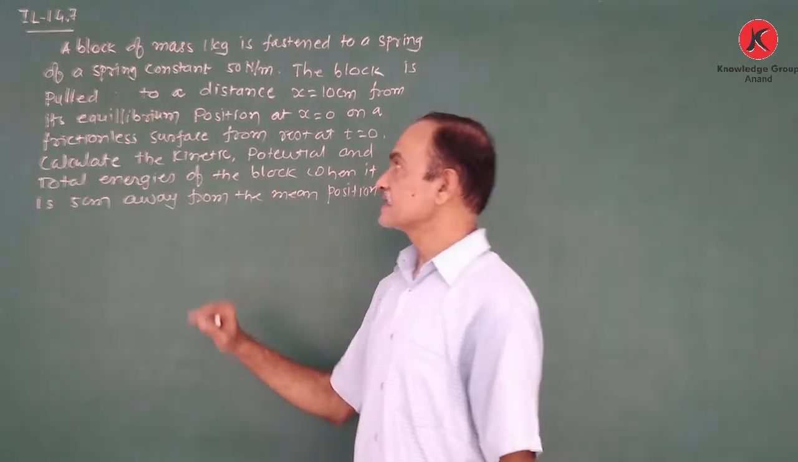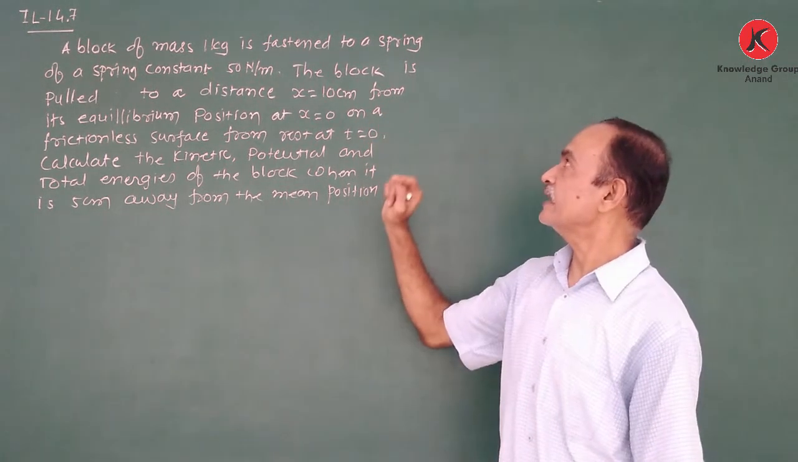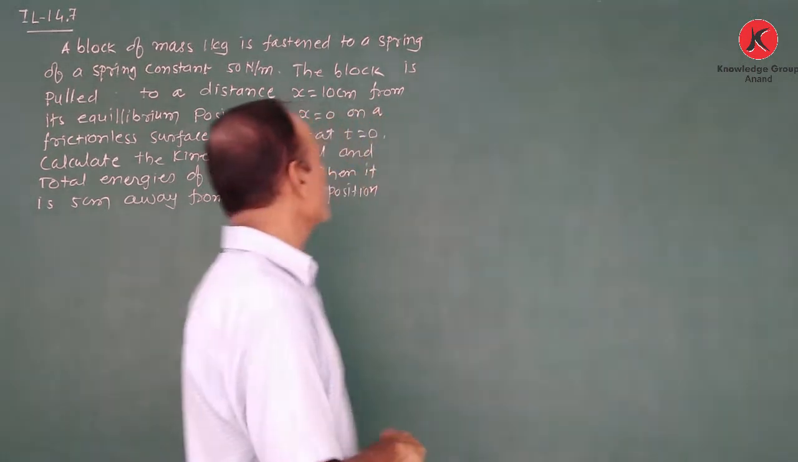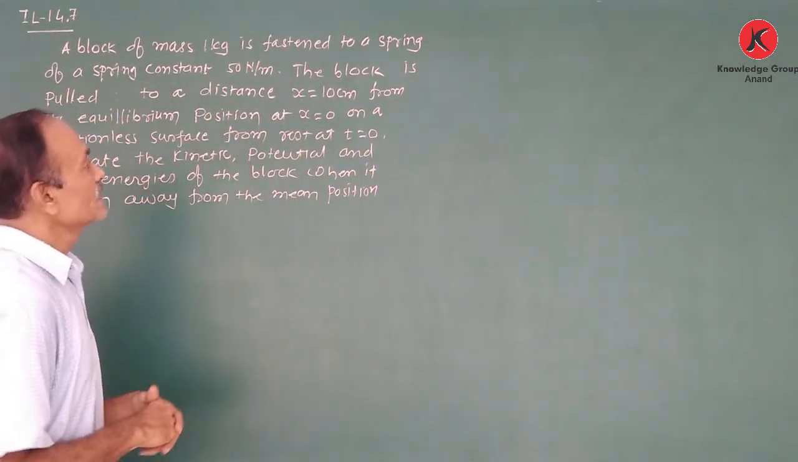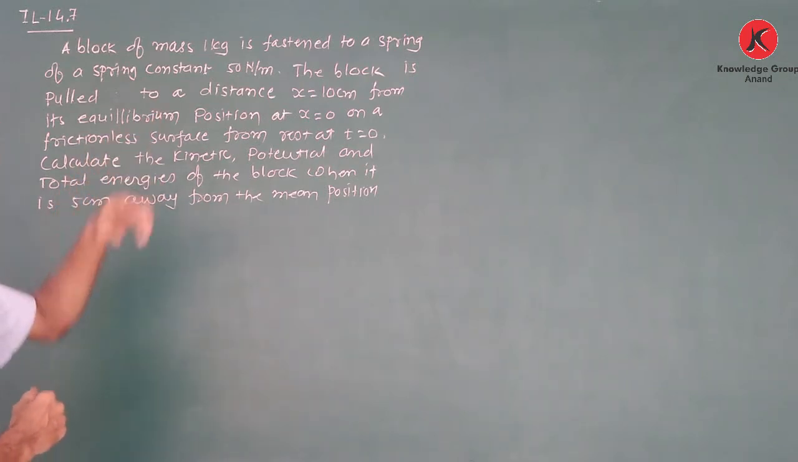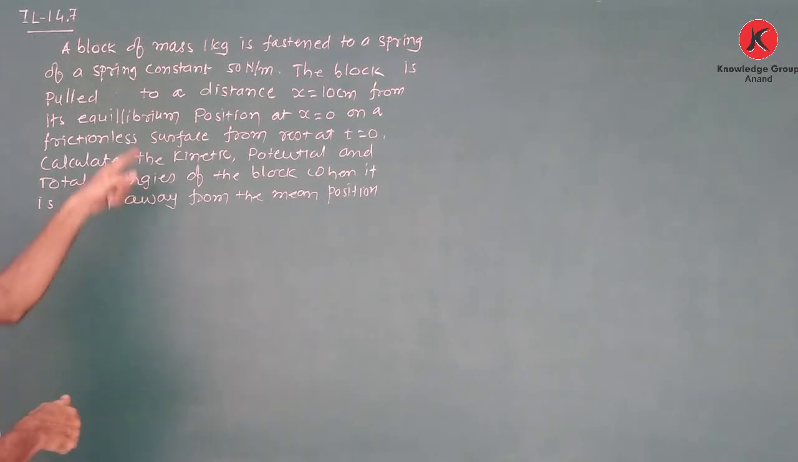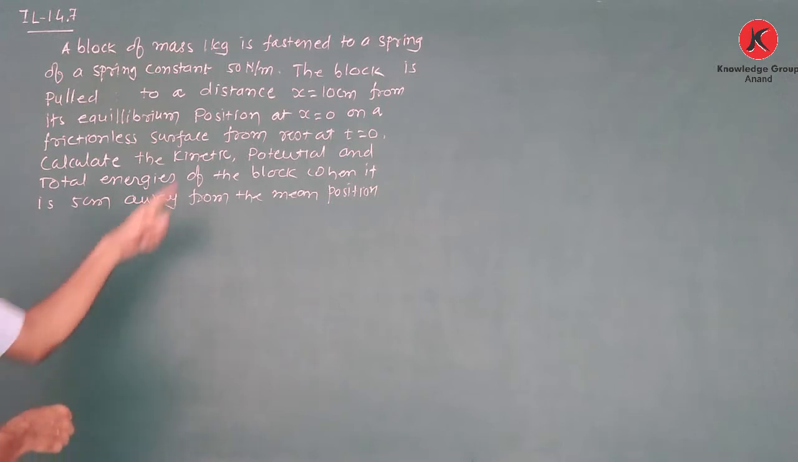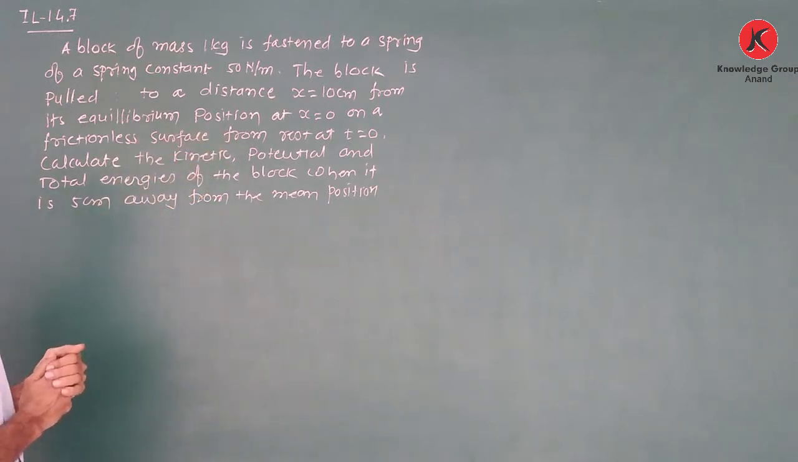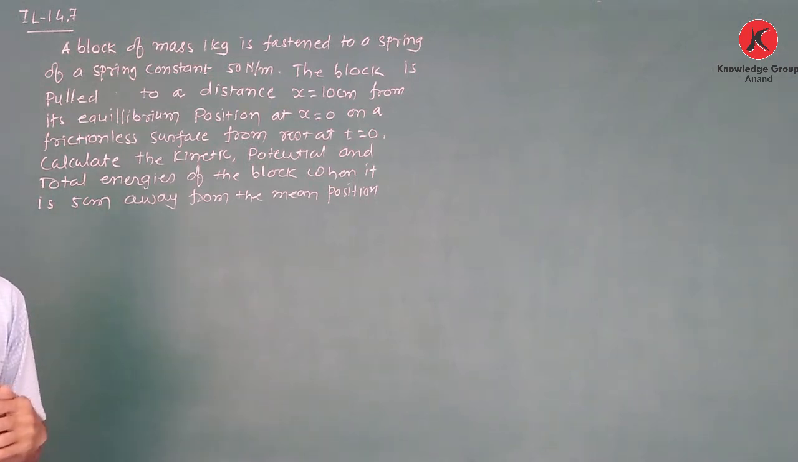Now next numerical is 14.7. A block of mass 1 kg is fastened to a spring of spring constant 50 Newton per meter. The block is pulled to a distance x equal to 10 centimeter from its equilibrium position, x equal to 0 at time t equal to 0, on a frictionless surface, from rest at time t equal to 0. Calculate the kinetic, potential and total energy of the block when it is 5 centimeter away from the mean position.